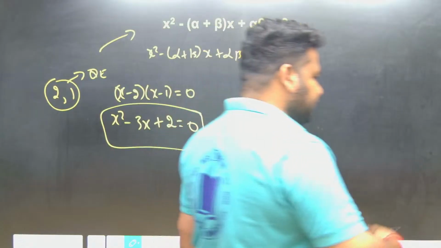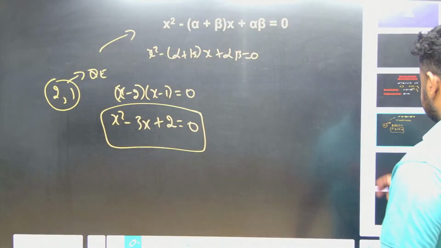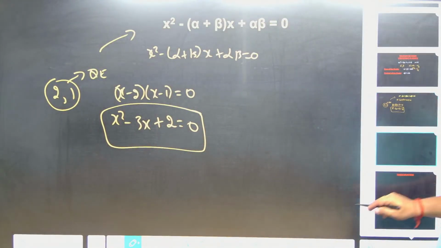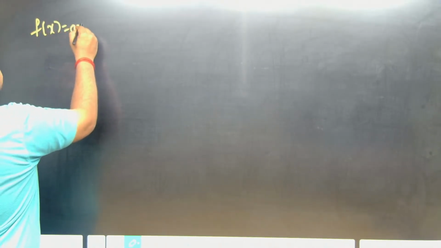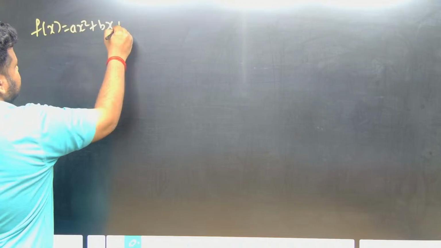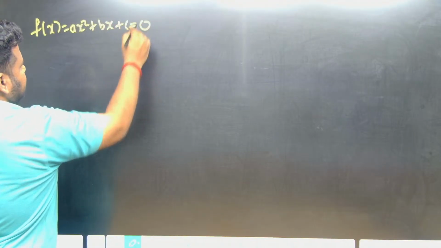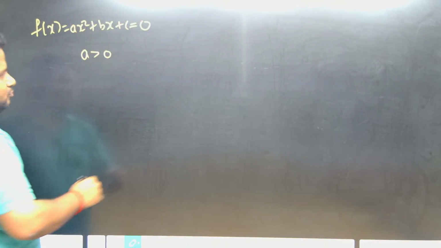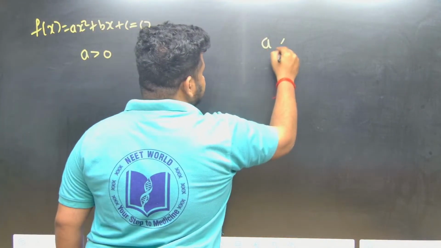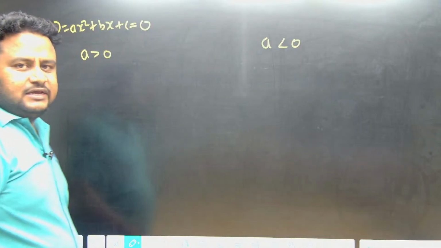Clear? So if they give the roots, this is the way to find the quadratic equation. Now coming to the graphs. Suppose a quadratic expression is given, f of x equal to ax square plus bx plus c. Suppose a is greater than 0, that is the coefficient of x square is positive, and also suppose a is less than 0, the coefficient of x square is negative.